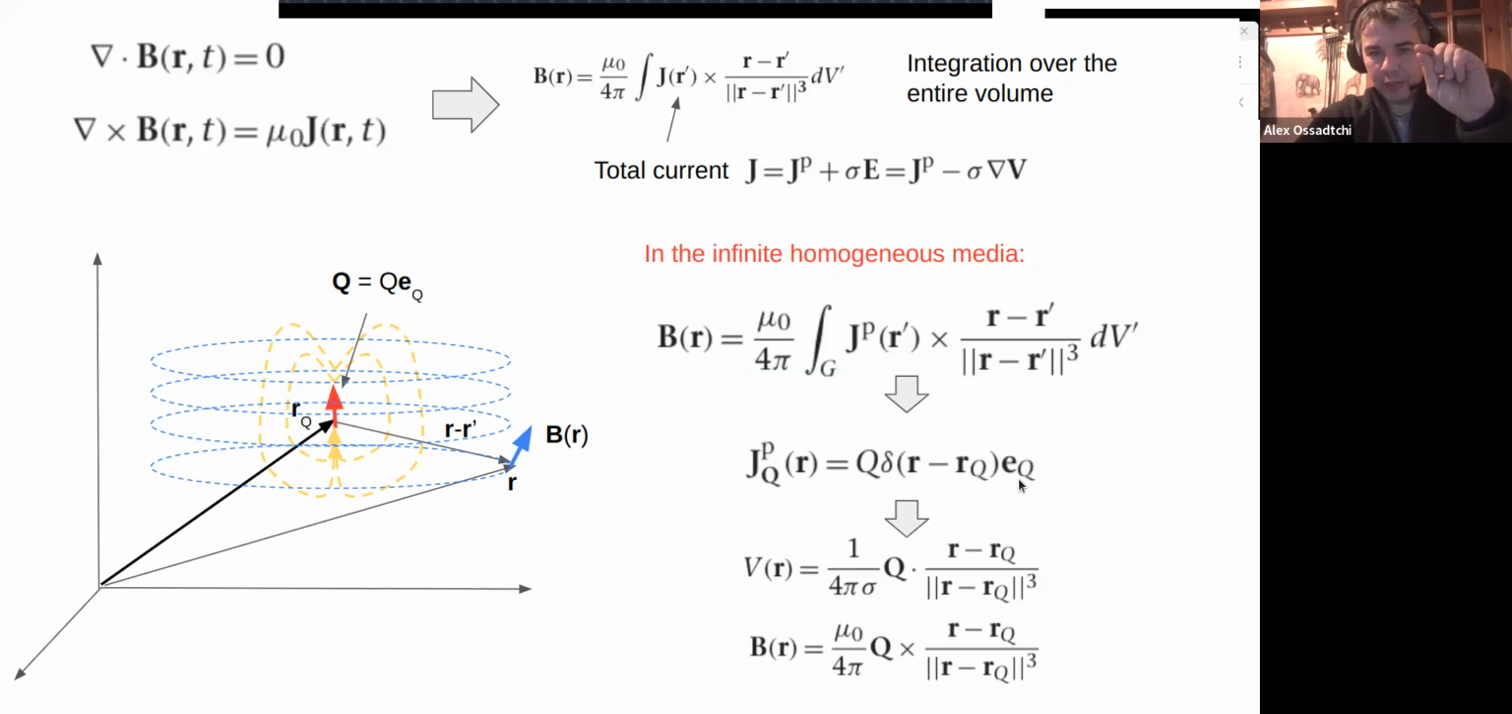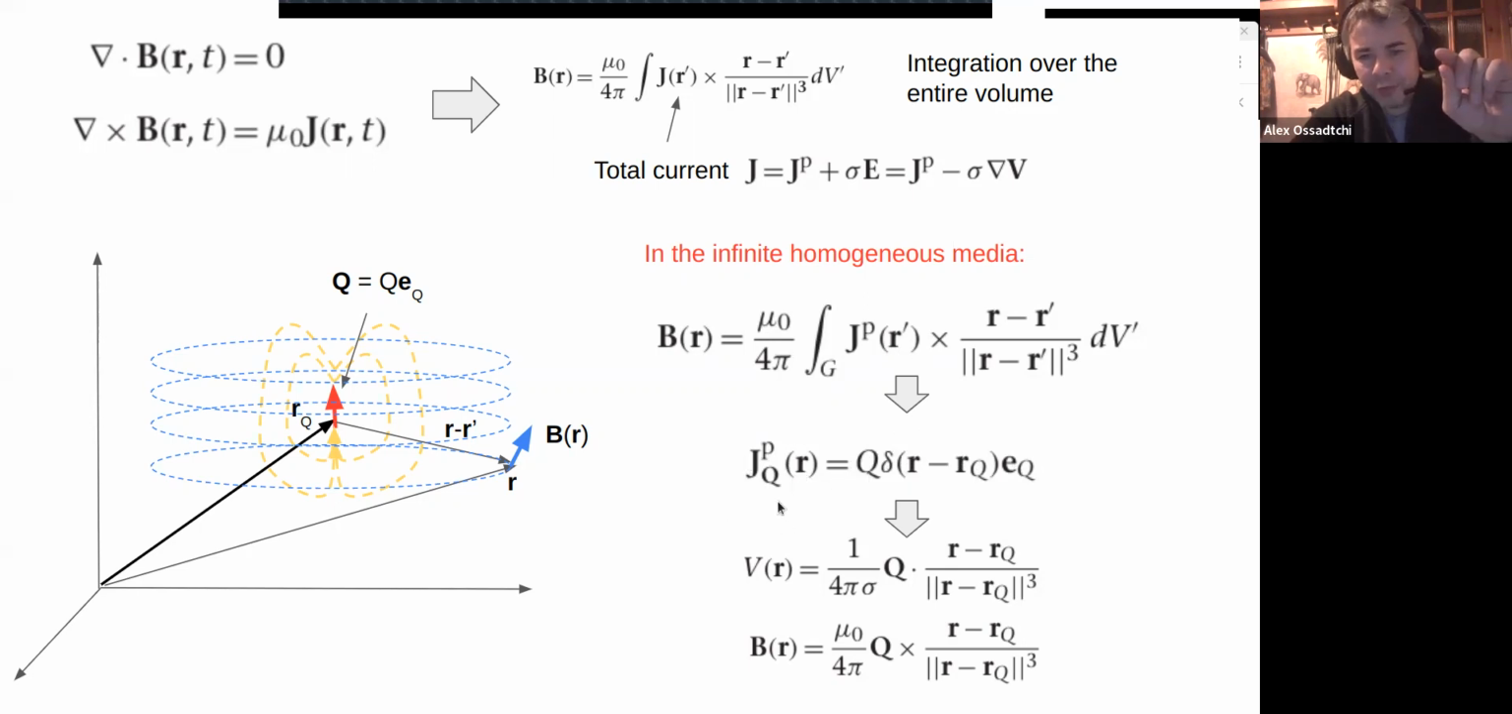And if you take the wire, the current multiplied by the length will be the strength of the current dipole. So Q is just a scalar, and e_Q is a unit vector. Q multiplied by e_Q gives you a current dipole located at r_Q and nowhere else. Therefore, we use this delta function, δ(r minus r_Q), to show that this whole thing is located at r_Q.